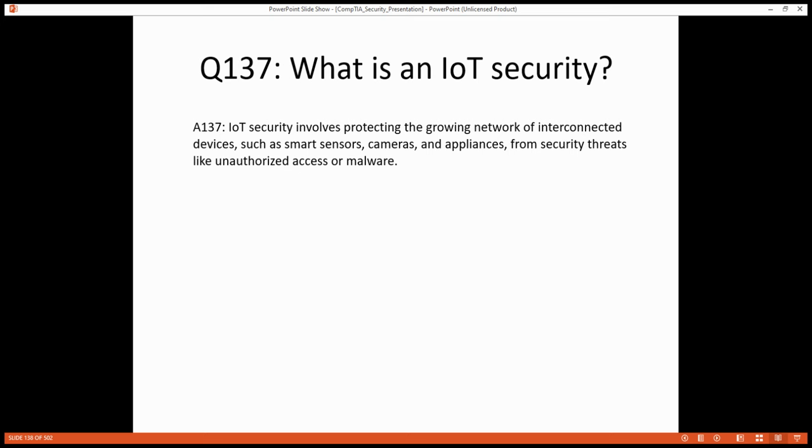Q137. What is IoT security? A137. IoT security involves protecting the growing network of interconnected devices, such as smart sensors, cameras, and appliances, from security threats like unauthorized access or malware.